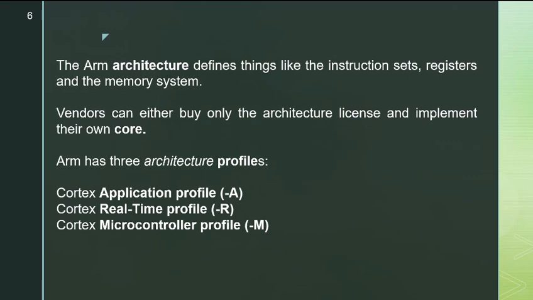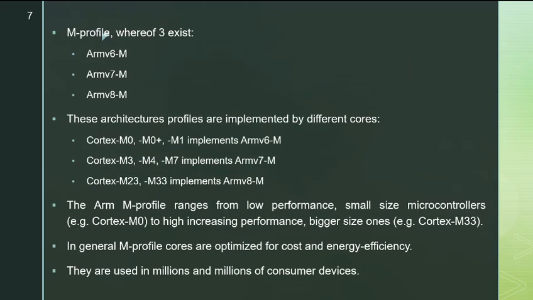The ARM architecture defines things like the instruction sets, registers, and the memory systems. Vendors can buy either only the architecture license and implement their own core. ARM has three architecture profiles. First is the Cortex application profile, which is nothing but the A profile. Then the Cortex real time profile, R profile. Then the Cortex microcontroller profile, which is nothing but the M profile.